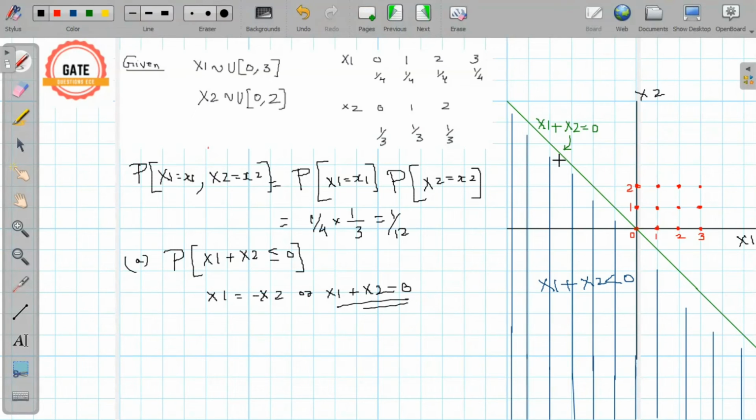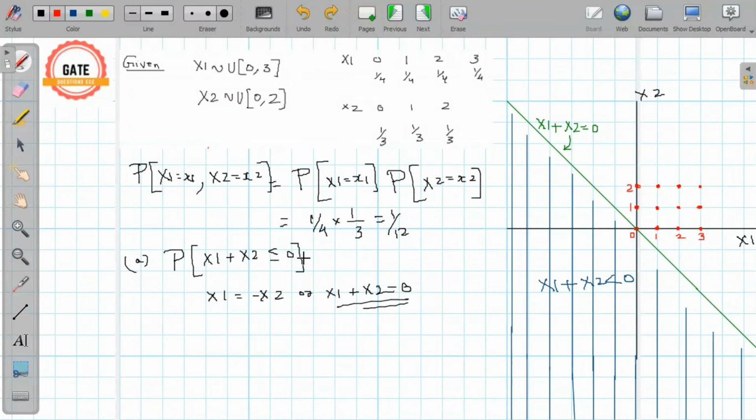And similarly you can see this region that I have drawn with blue lines, this whole region of blue lines that is lying below this green line, this region is the region that satisfies x1 plus x2 is less than 0. So the region in x1 x2 plane that satisfies x1 plus x2 is less than or equal to 0 is the region that includes this green boundary x1 plus x2 is equal to 0 and this blue region x1 plus x2 is less than 0.